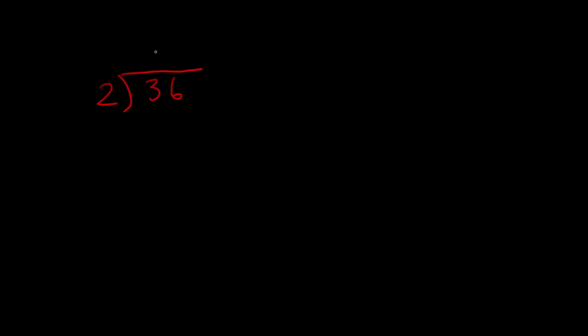So 2 goes into 3 one time. 2 times 1 is 2. And then we want to subtract those two numbers. So we get a 1. Then we want to bring down the next digit.